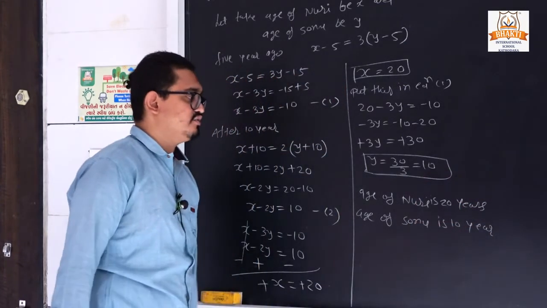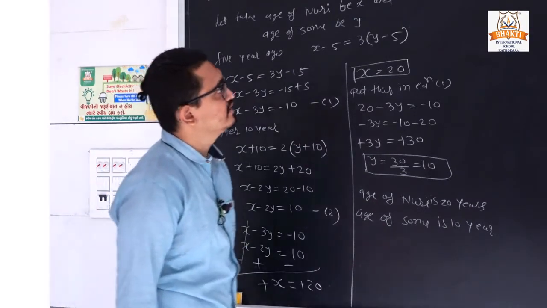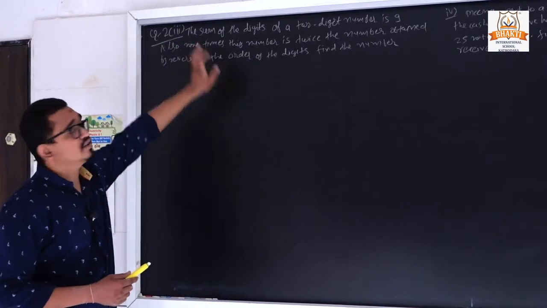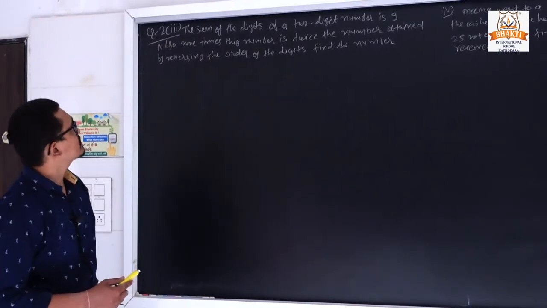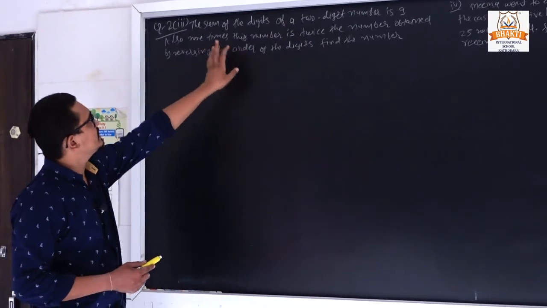Clear? Present age of Nuri is 20 and present age of Sonu is 10 years. Question number 2, third. The sum of the digits of a two-digit number is 9.